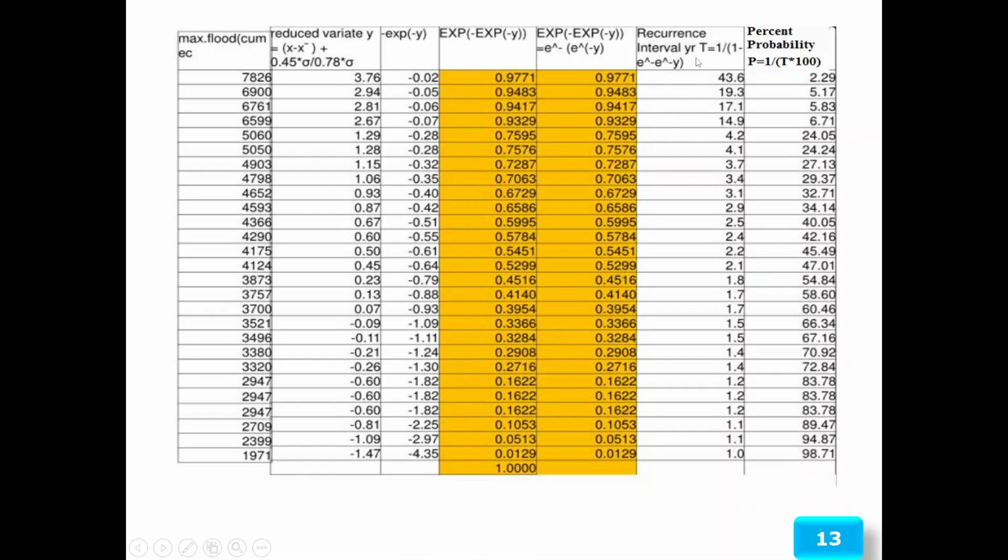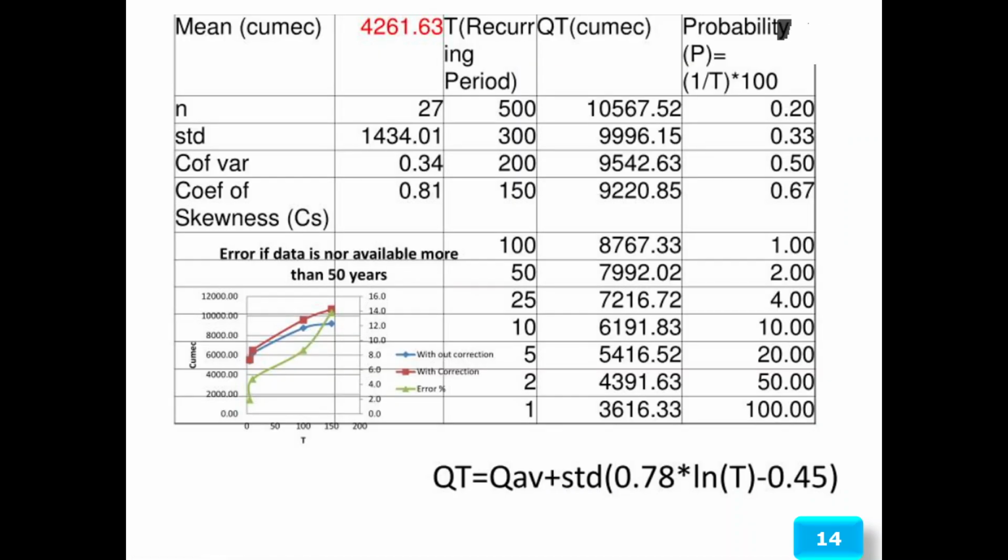Then the recurrence interval T is equal to 1 divided by (1 minus e power minus y), and we got this much. Then probability P is equal to 1 divided by T into 100. So the mean, the recurrence period, QT, and probability P. Then standard deviation, coefficient of variation, and coefficient of skewness, we got this much value. Meanwhile we have to draw the graph. If data is not available for more than 50 years, then QT is equal to Q average plus standard deviation into (0.78 ln T minus 0.45).